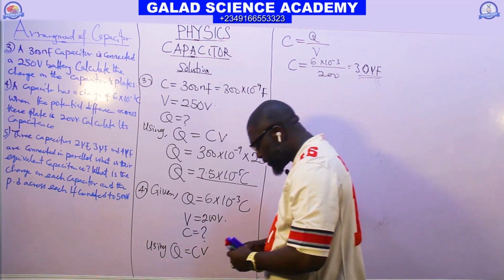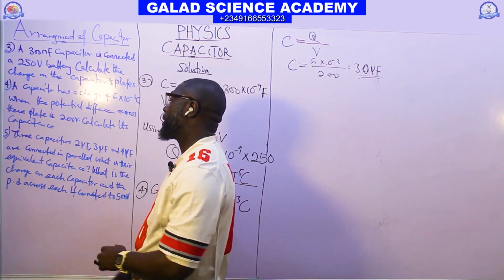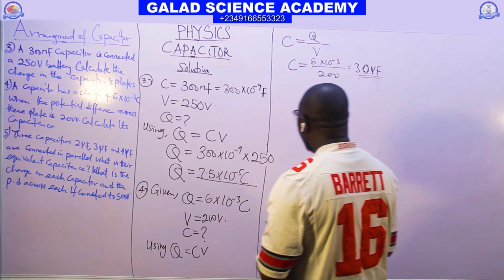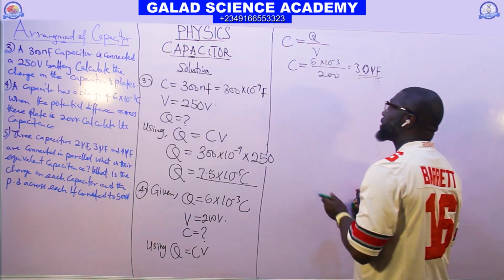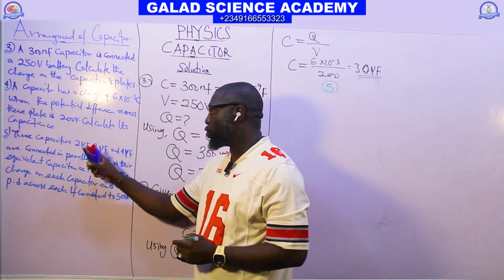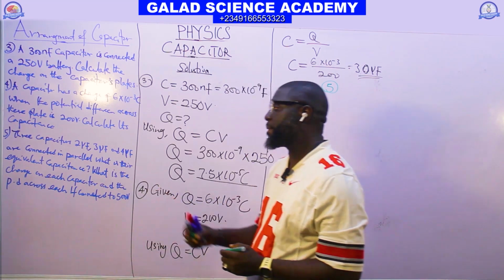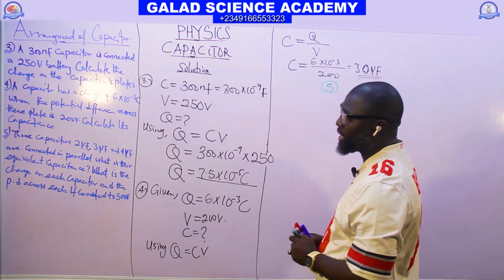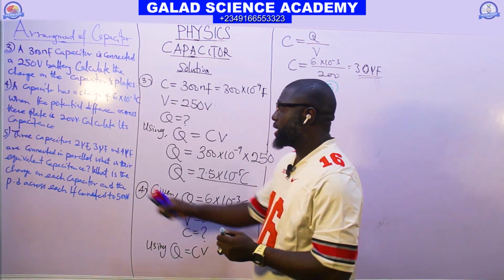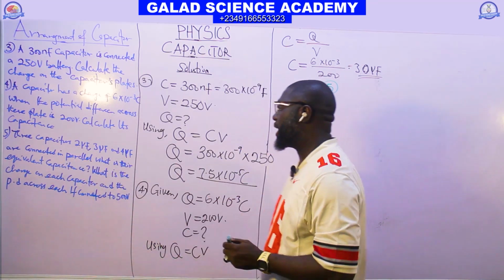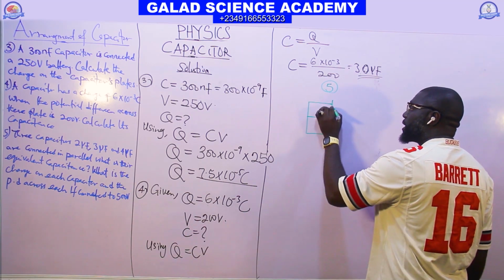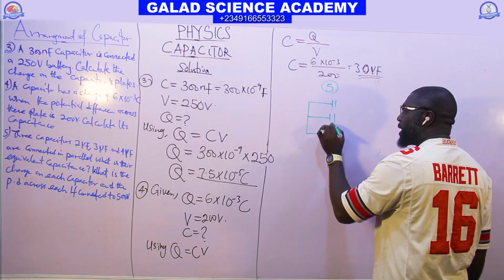If you look at this, question number 5 is absolutely different from everything we have been doing since morning. Three capacitors of 2, 3, and 4 microfarads are connected in parallel. What is their equivalent capacitance, and what is the charge on each capacitor? You can solve it without drawing the diagram, but let me draw the diagram.